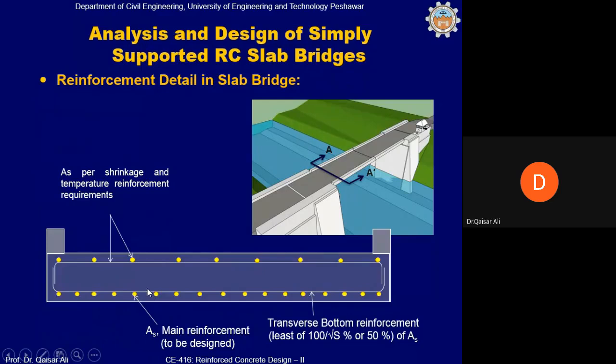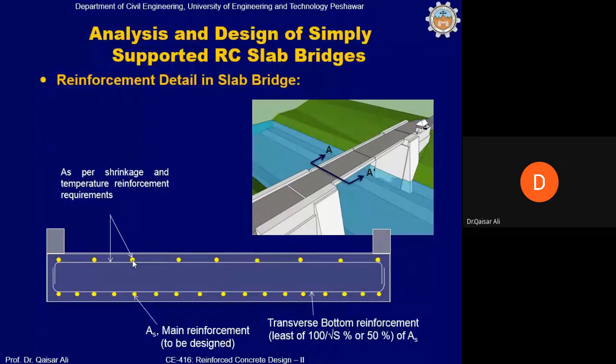And on top of this, the transverse reinforcement is provided, which is calculated from this equation: 100 divided by square root of S, or 50% of A_s, whichever is less, but must not be less than minimum shrinkage reinforcement. And on the top face of the slab, shrinkage or temperature reinforcement shall be provided both along the length of the bridge and along the width of the bridge.